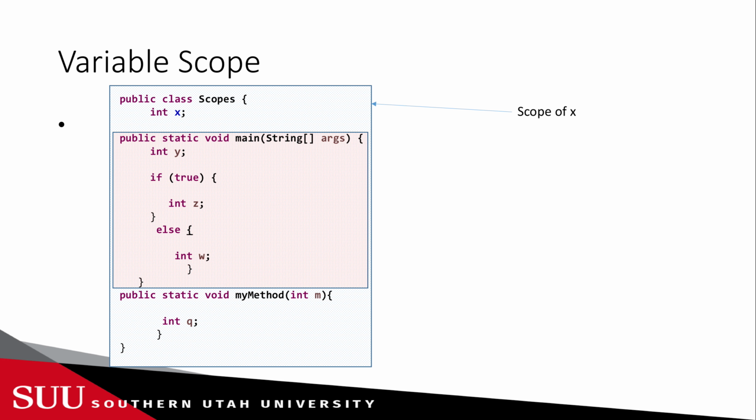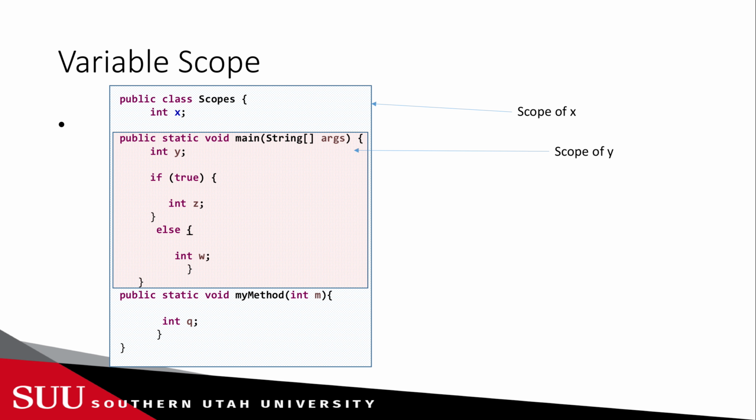If I look at the main method, which I have in a different color here, it defines three variables, namely y, z, and w. The whole class is called the scope of x because x is accessible to every block of code we define in our class. Now this is going to be the scope of y, which is the main method. So anything outside the main method cannot access y, but everything inside the main method is in the same scope and can indeed access y.